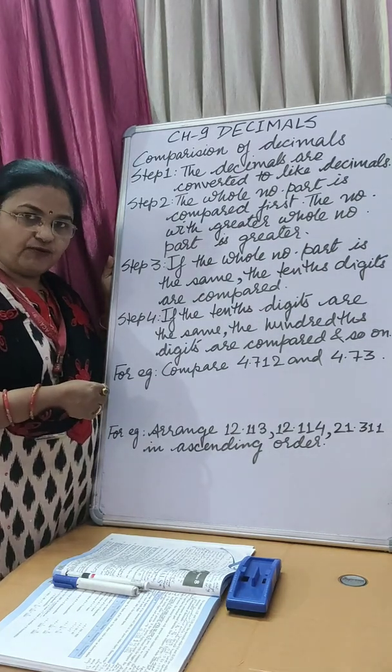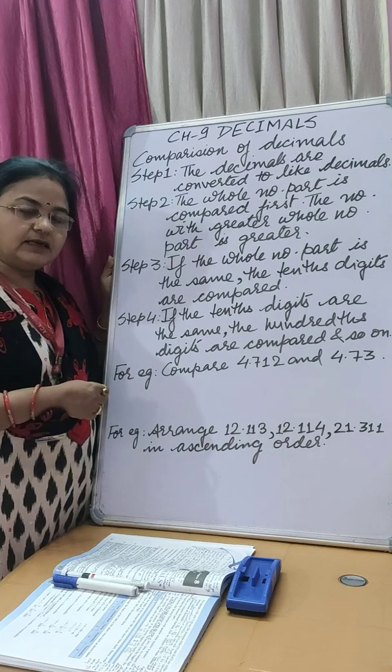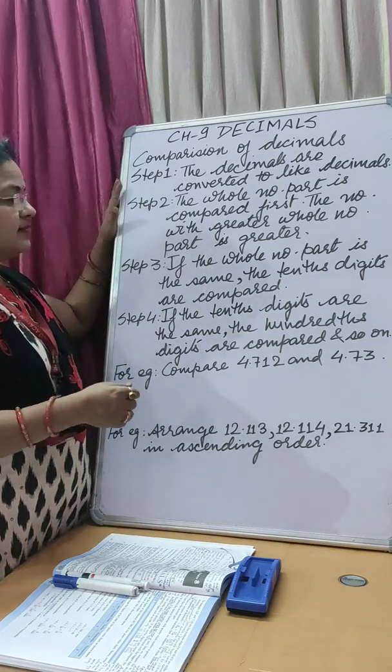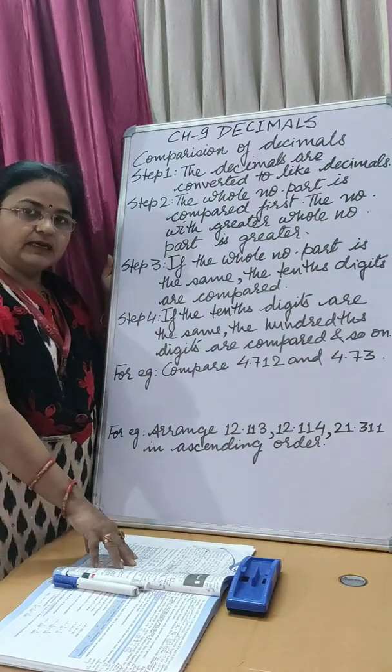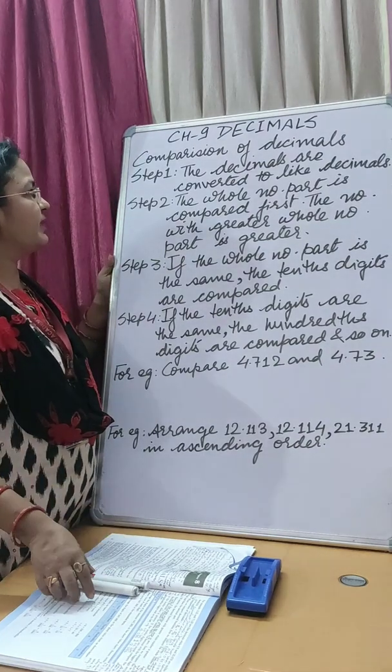Now let us do comparison of decimals. We know comparison of whole numbers. Let us learn comparison of decimal numbers. There are a few steps involved in the comparison. Let us see one by one.